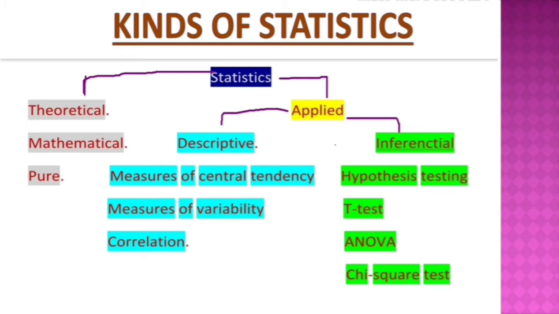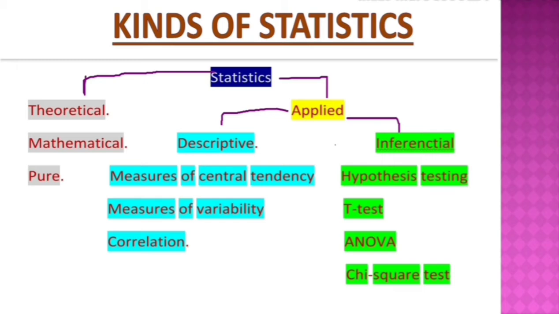There are two types of statistics. One is theoretical statistics and another is applied statistics. Theoretical statistics is also known as mathematical statistics or pure statistics. Through theoretical statistics, we derive formulas or procedures, and in applied statistics we apply those formulas and procedures in different disciplines or fields to make analysis.